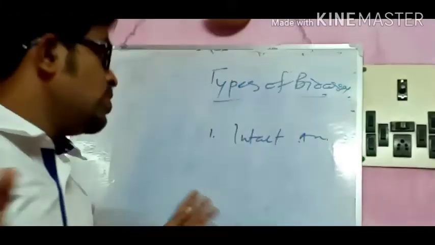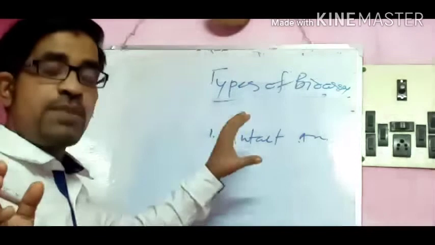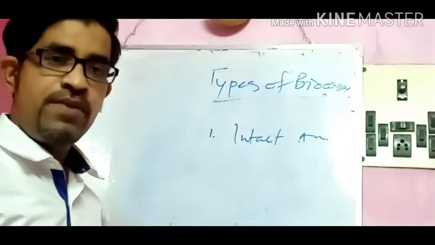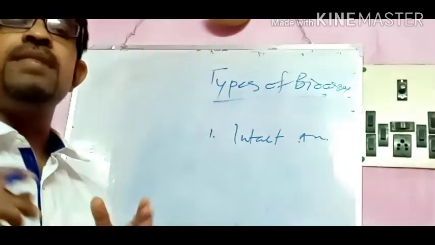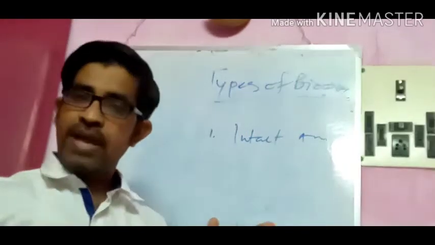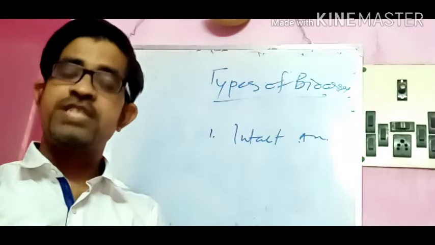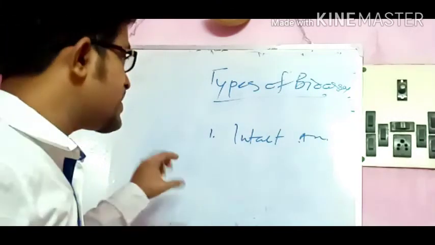Okay, so this is the intact animal. In most cases the animal will survive. After the experiment, the animal will survive. You only have to keep that animal for a period of time for the washout period. So this is called intact preparation.